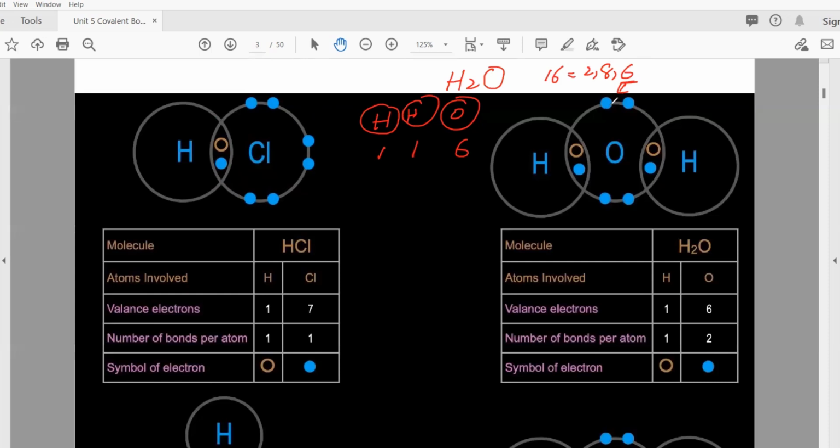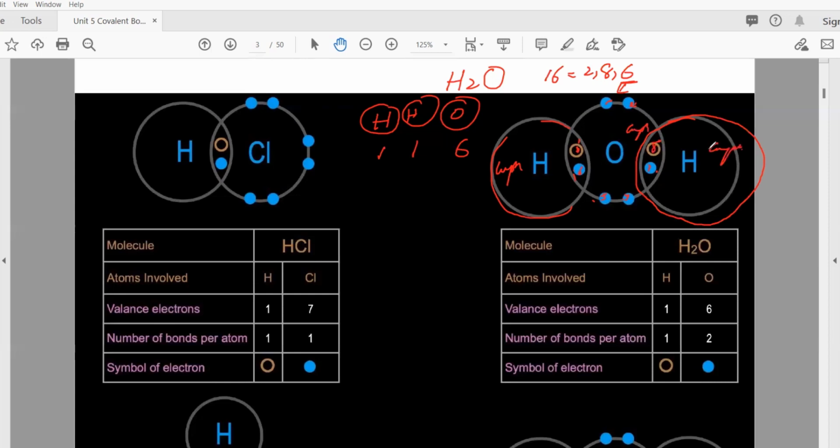So here again, I drew the oxygen: 1, 2, 3, 4, 5, 6. One hydrogen atom will share one electron, like this. Now if you count for hydrogen, 1 and 2, hydrogen is complete. But oxygen, how many? 1, 2, 3, 4, 5, 6, 7. So it's not complete. So oxygen makes another bond with another hydrogen. Now if you count, this is 8, so oxygen is also complete.